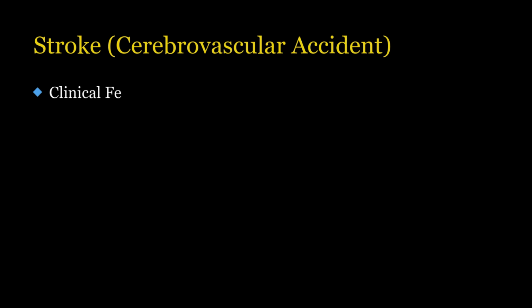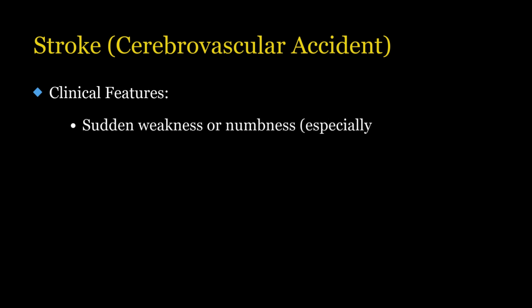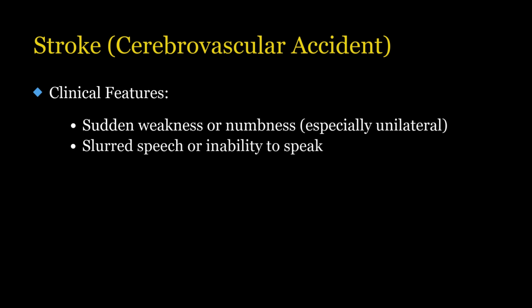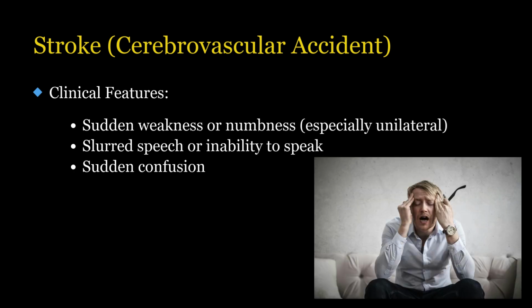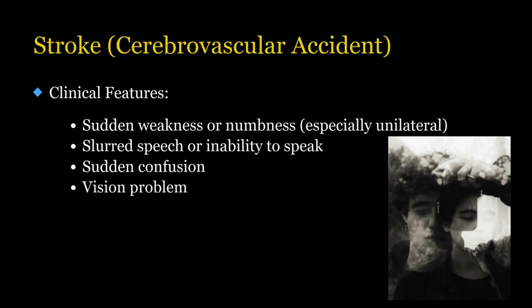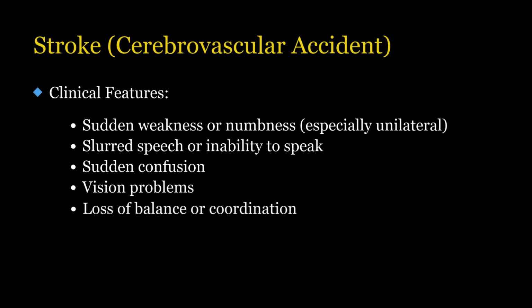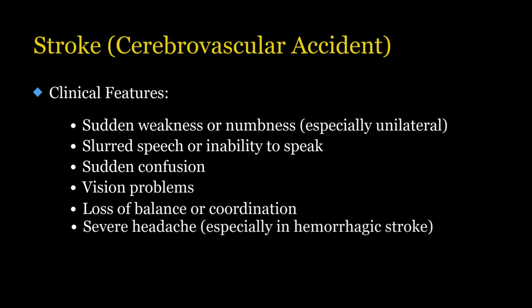Stroke presents with sudden and often dramatic symptoms. Patients may experience sudden weakness or numbness, typically affecting one side of the body. Slurred speech or complete inability to speak may occur, along with sudden confusion. Vision problems, such as blurred or double vision, are also common. Loss of balance or coordination can be an early sign, and in hemorrhagic strokes, a sudden, severe headache, often described as the worst headache of one's life, may be the key symptom. Prompt recognition and treatment are critical to minimize brain injury.